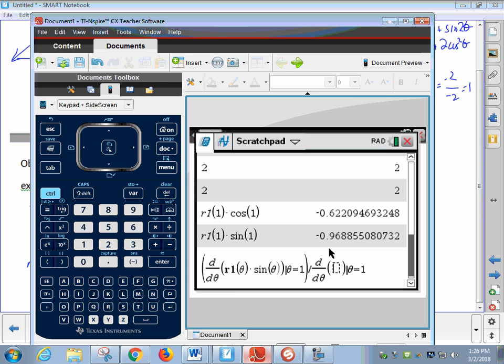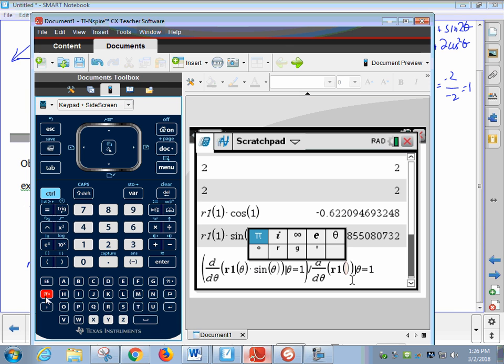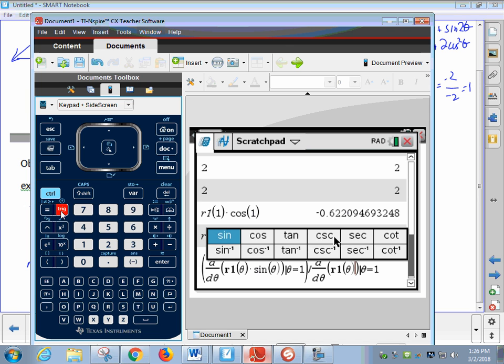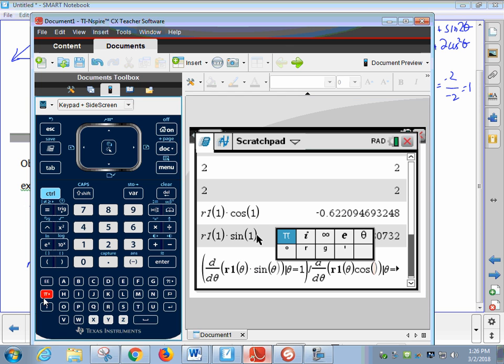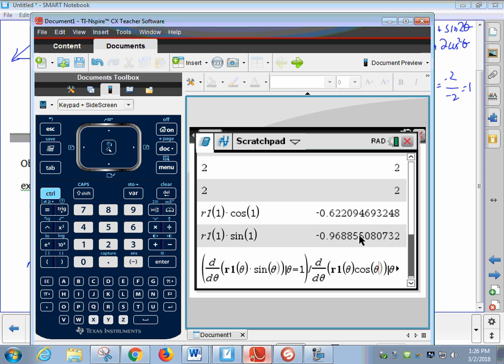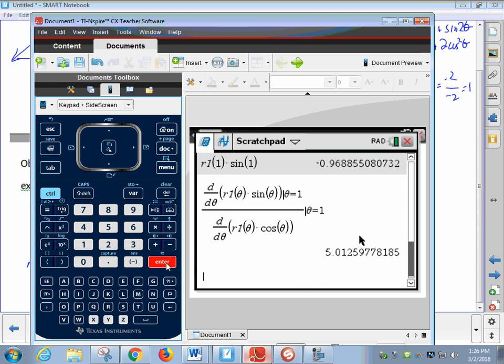The derivative of r of theta times cosine of theta, and I think that's all. Did you get 5.0125? So you have to do, okay.